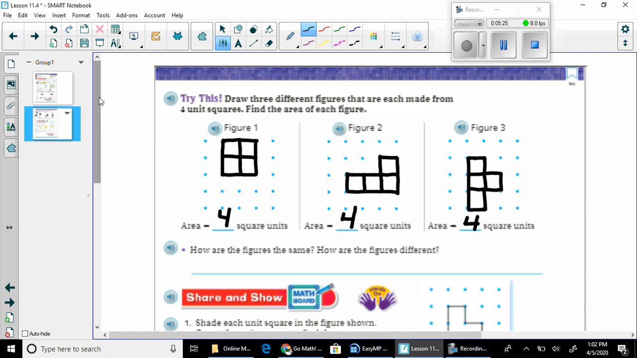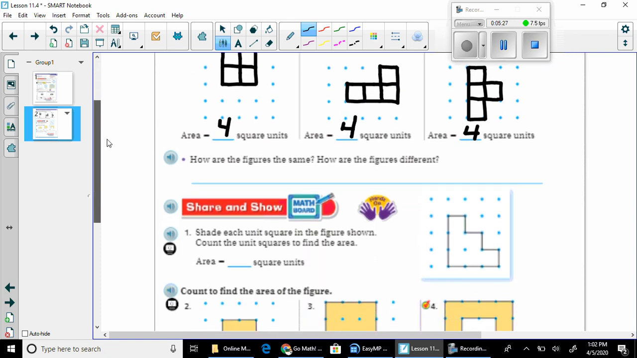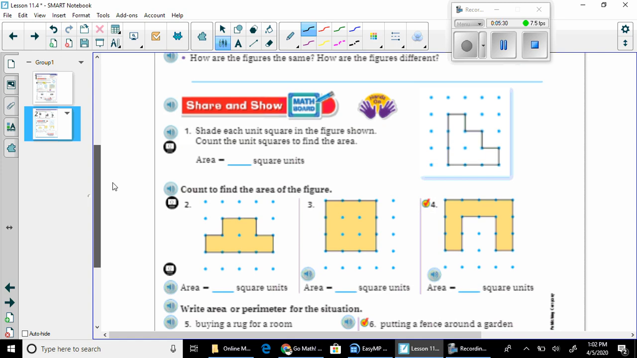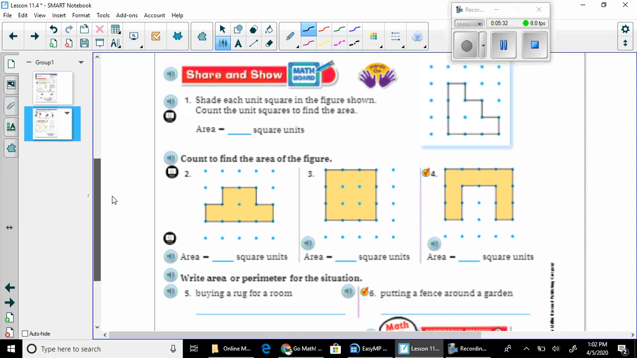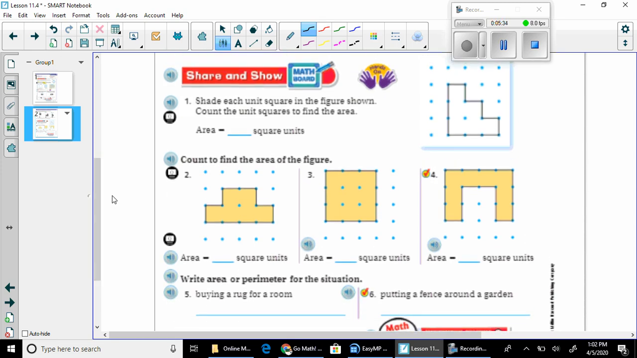All right, so down below, same thing here. I did not mark anything on your notes for you, so I would like you to pause the video and go ahead and try questions 1, 2, 3, and 4, and then we will compare answers. So you are finding the area or how many units are inside of the figure. So go ahead and pause the video, and then we will compare questions or answers for 1 through 4.